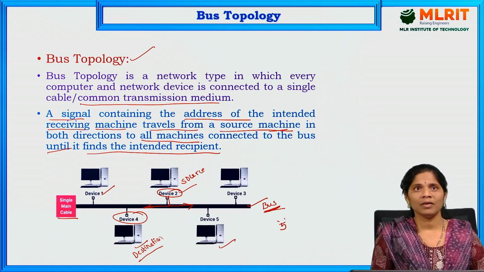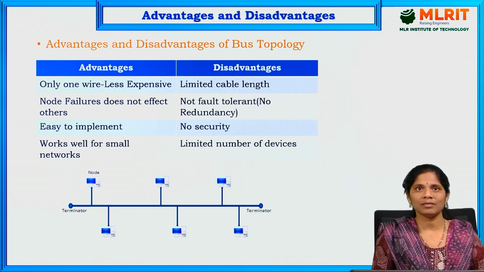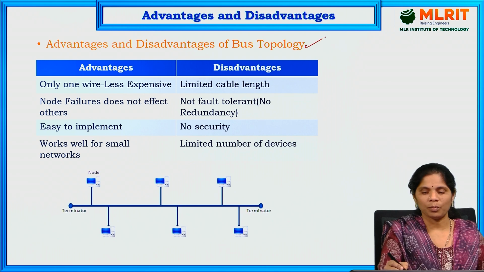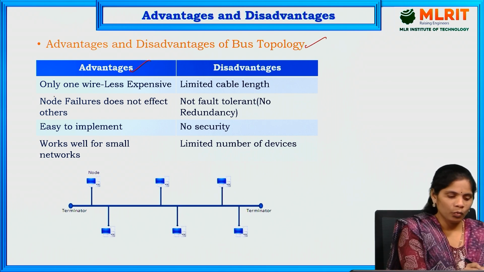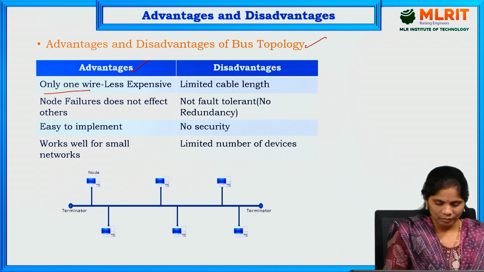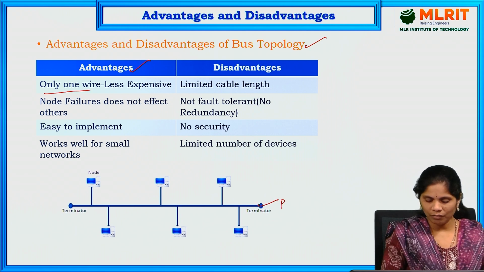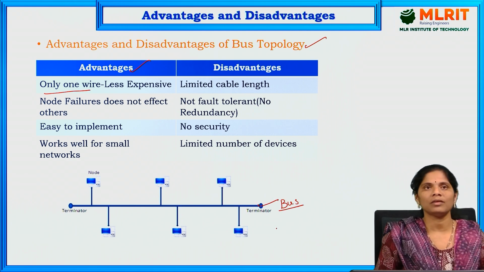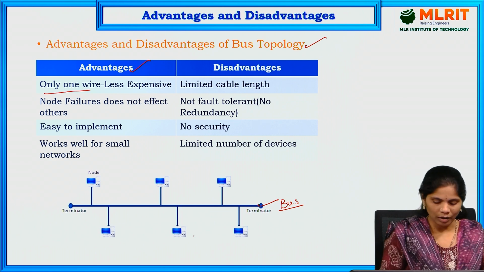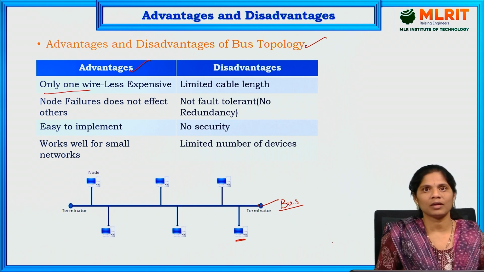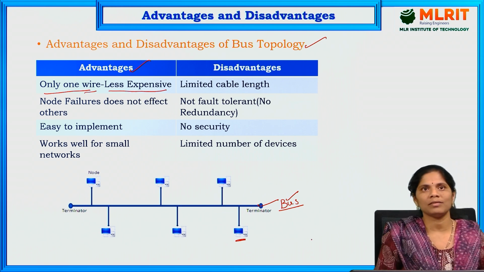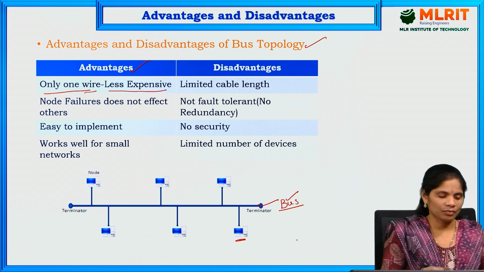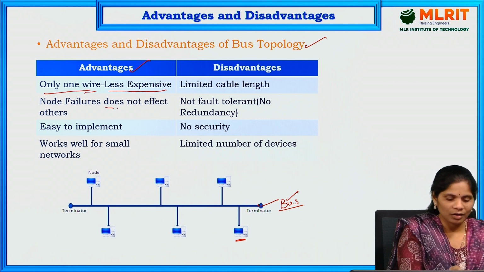Next, we will see the advantages and disadvantages of bus topology. What are the advantages here? It has only one wire, that is one cable, the bus. All devices are connected to this particular cable only. So it has only one wire, and it is less expensive. That is the advantage.